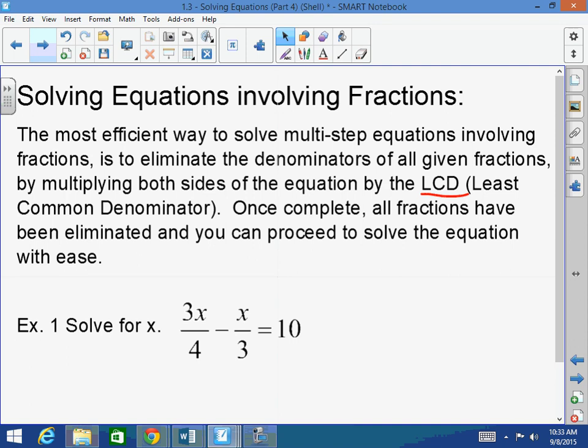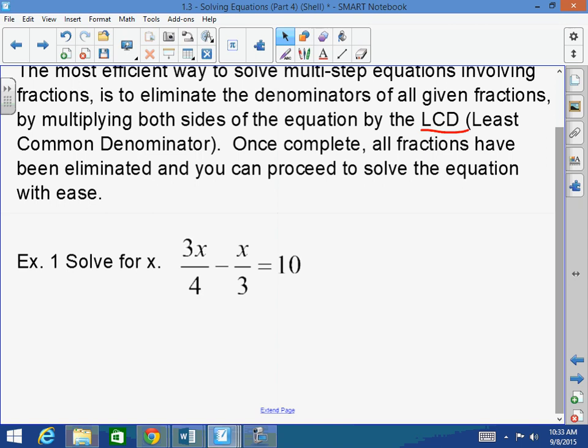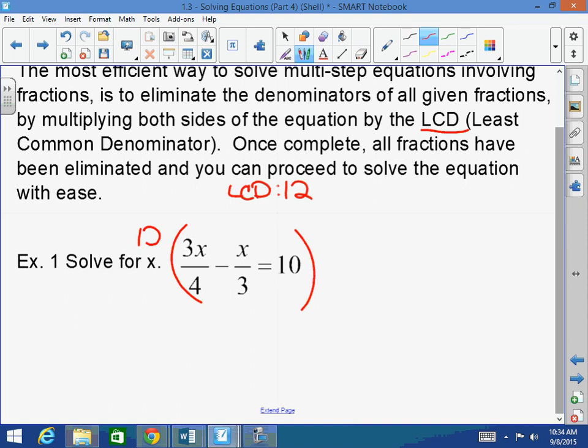Now, the long way, I'm just going to briefly describe it. I'm not going to do it. The long way would be to find a common denominator of 4 and 3, change both of those fractions, add them together, and then solve. A lot of times people get confused with that, and I get it. So what I'm suggesting is to find the LCD for sure, which is what? 12. Now, I want to get rid of the fractions, gentlemen. So I'm going to multiply both sides of the equation by 12.